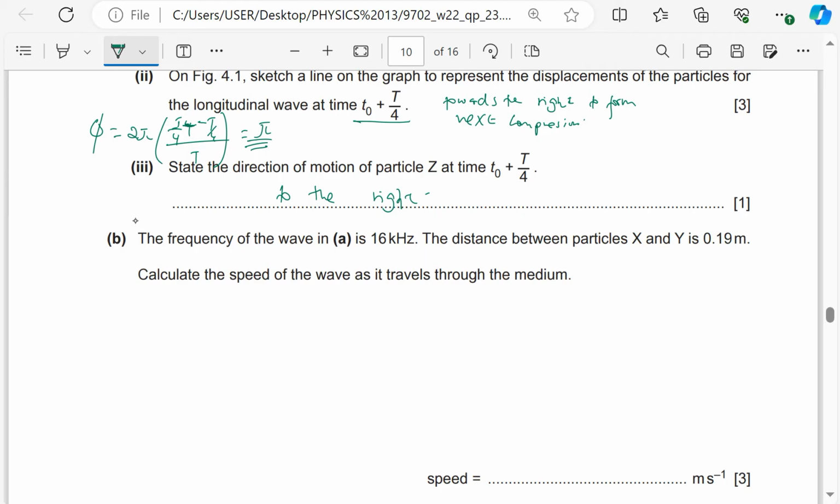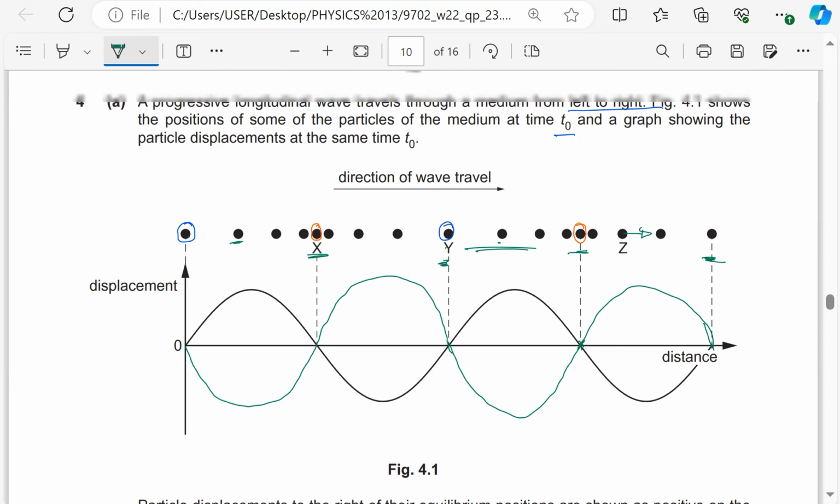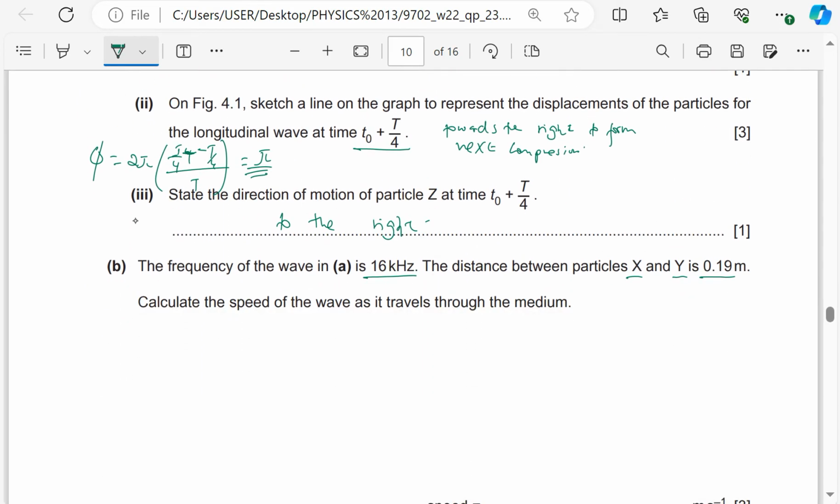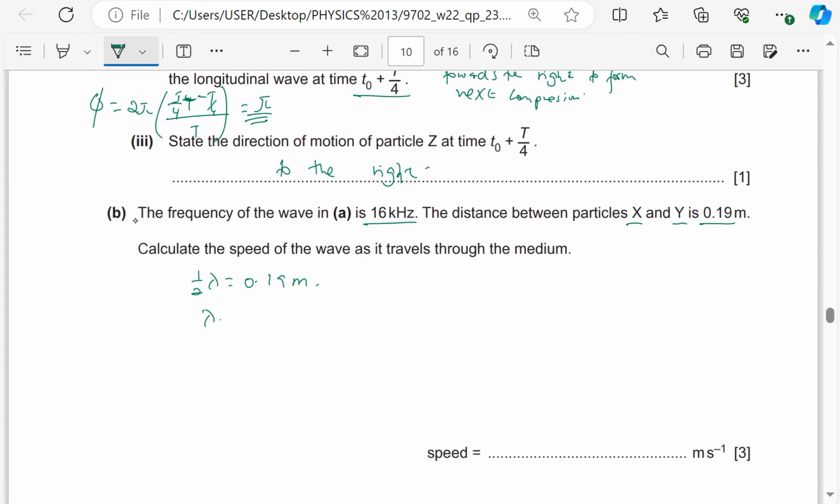Okay, then the frequency of the wave in A is 16 kilohertz. The distance between particles x and y is 0.19 meters. X and y. Do you notice that x and y is half of a wavelength? So half of a wavelength is 0.19 meters. So which means the wavelength is going to be twice, 2 times 0.19 meters. And I think this is 0.38 meters.